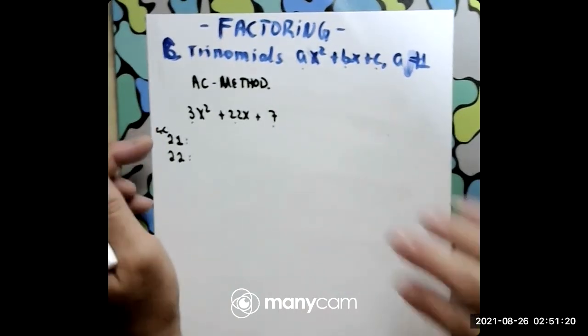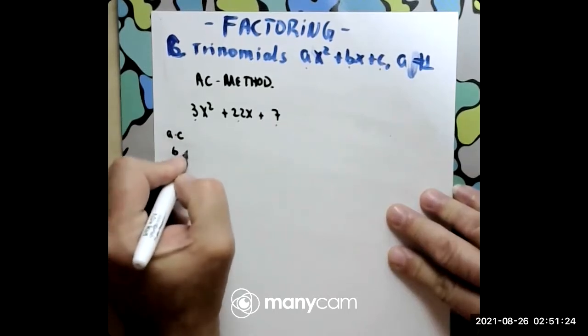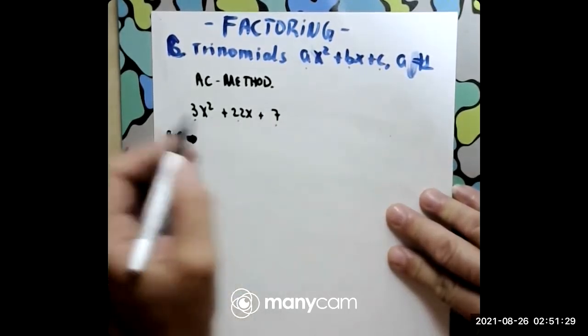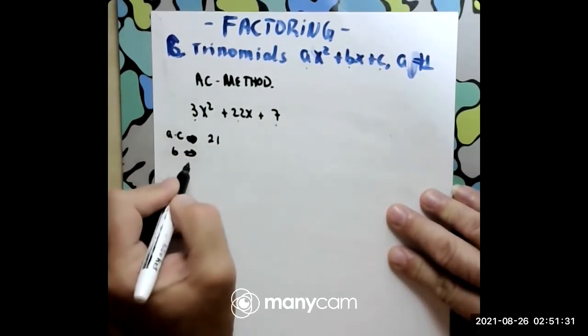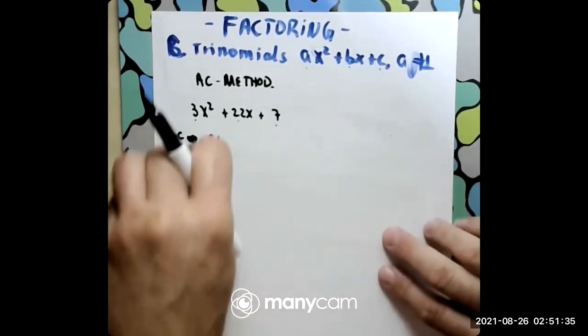Oh, okay, let me do this again. Sorry about that. So we are going to take A times C and we're going to move it to B. So 3 times 7, 21. What's the value of B? 22. Okay, so that's what we have.